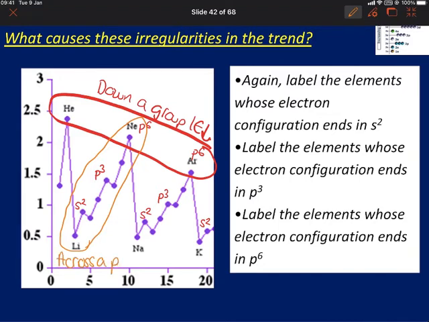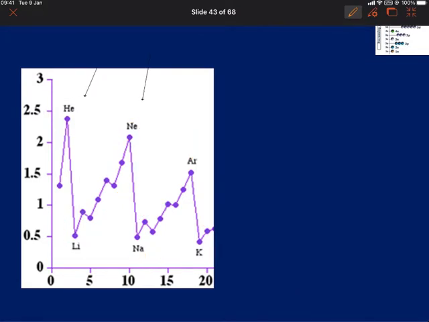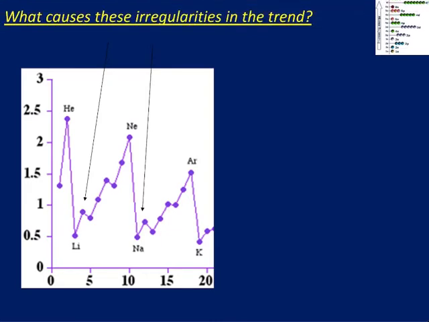And here our ionization energy is increasing, and the reason for that increase is because there is a decrease in atomic radius, an increase in nuclear charge, and screening is constant. So now we're going to look at the questions. The first question is the things that end in s2. Why are we getting these particular peaks?